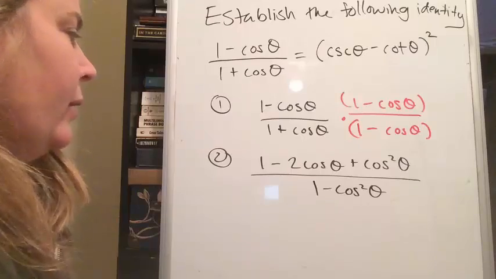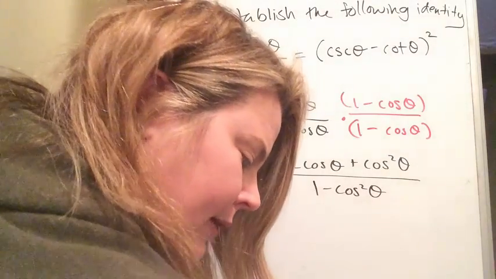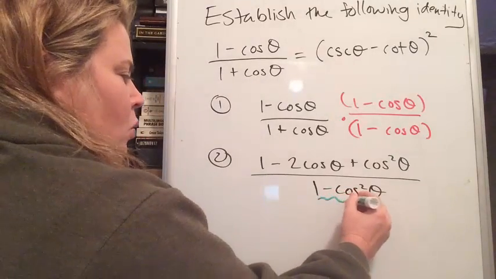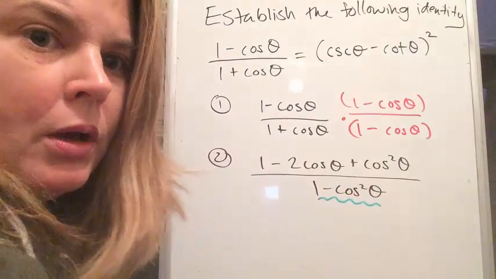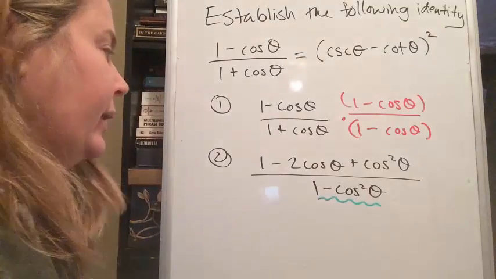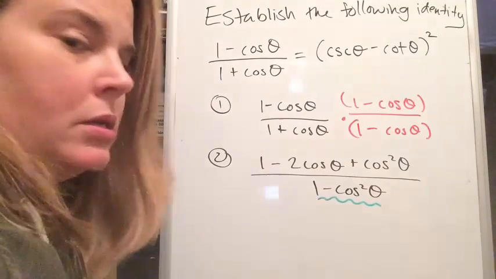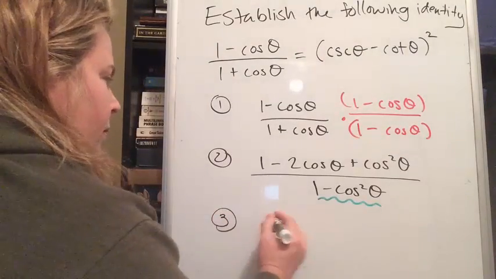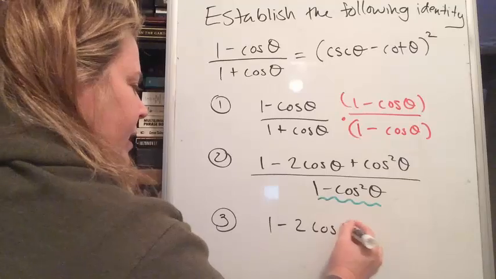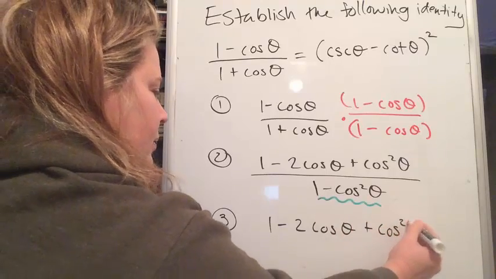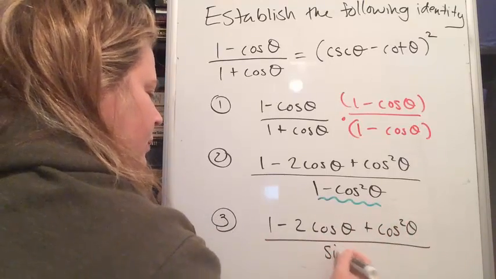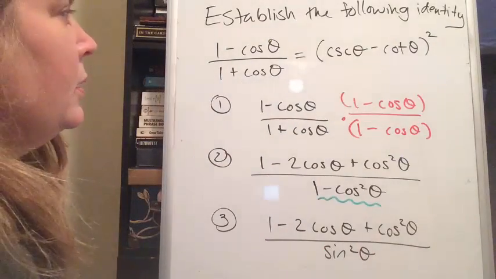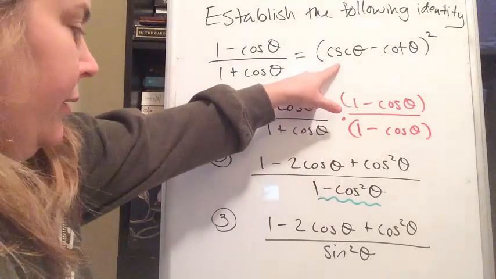Okay, why did I do that? Well, a lot of the times that will bring me to an identity: 1 minus cosine squared, I can replace that with sine squared. Maybe that will help me, maybe it won't. So I will go ahead and replace that. And I'm trying to get here.